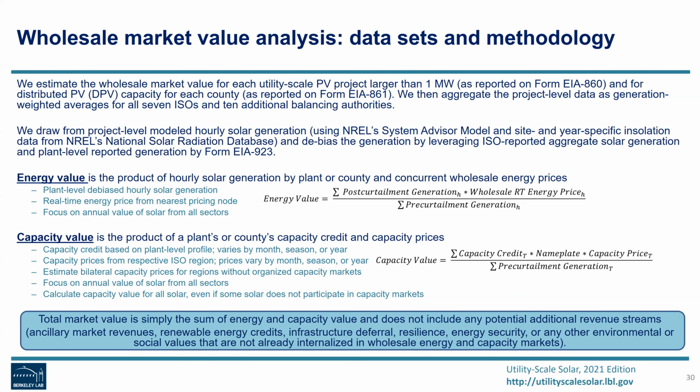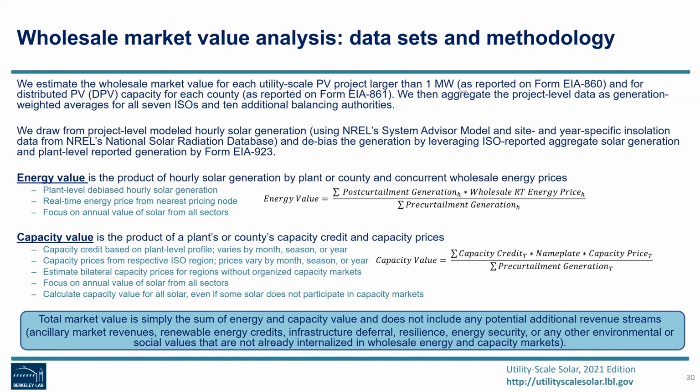Our analysis focuses on the location-specific marginal energy and capacity values of solar that are then averaged across the residential, commercial, and utility scale sectors. To do that, we have developed plant-level hourly generation estimates that are based on project-specific technical characteristics and also historical irradiance records. We then debias those estimated generation profiles using both ISO-wide hourly solar records and plant-level monthly records. For distributed solar, we developed county-level profiles as well.